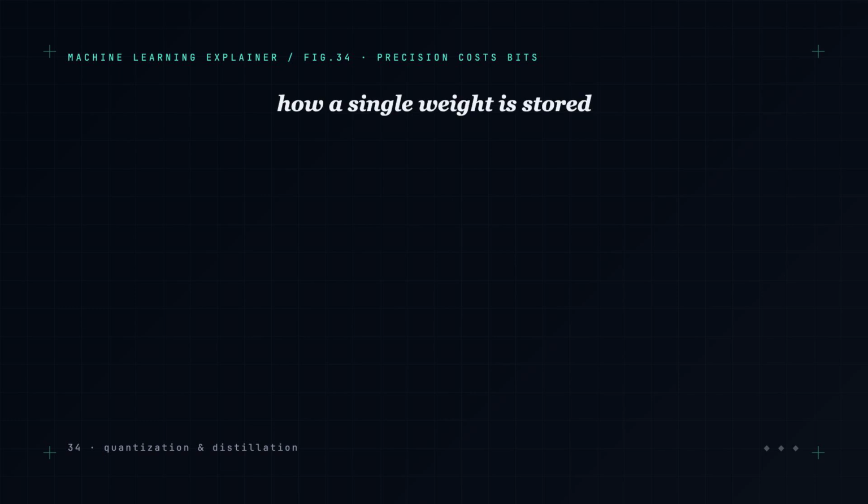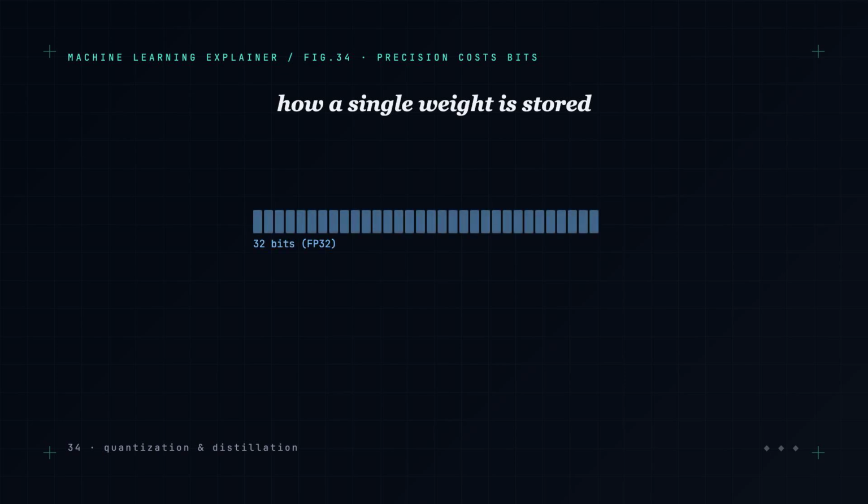Start with how a single weight is stored. By default, each is a 32-bit floating point number. High precision, but 8 times the size of an 8-bit one. Across billions of weights, that precision adds up to enormous memory. So the first question is, do we actually need all those bits?